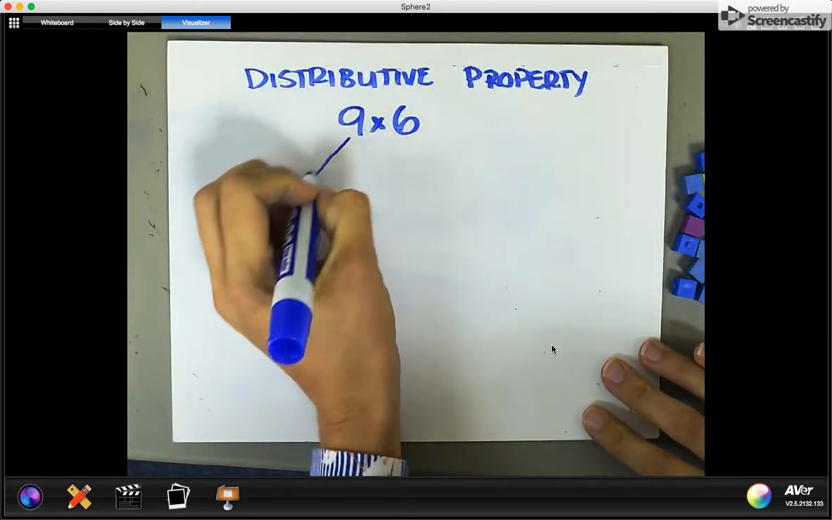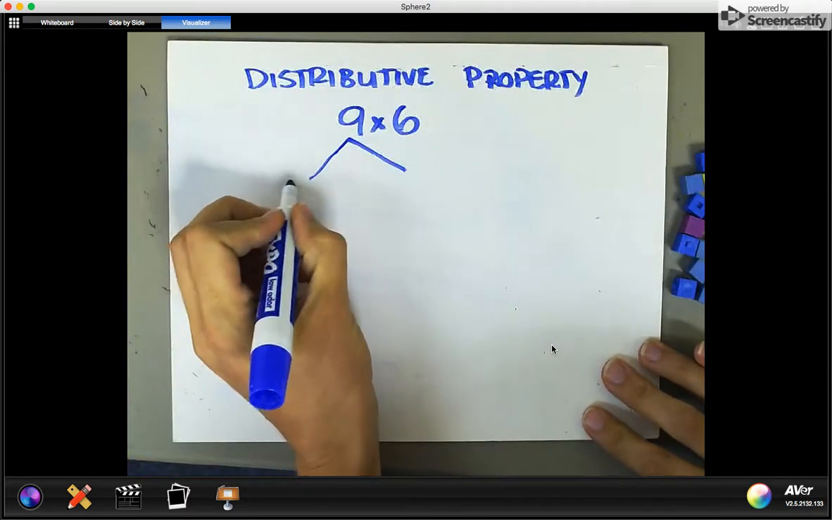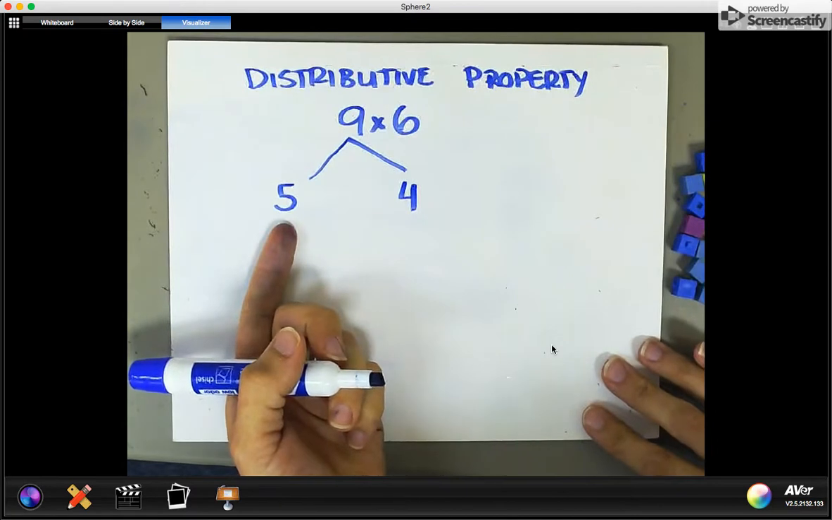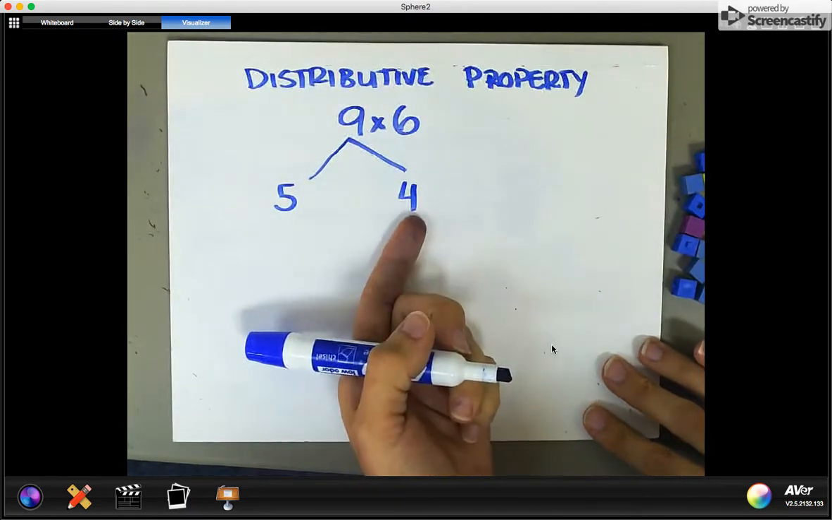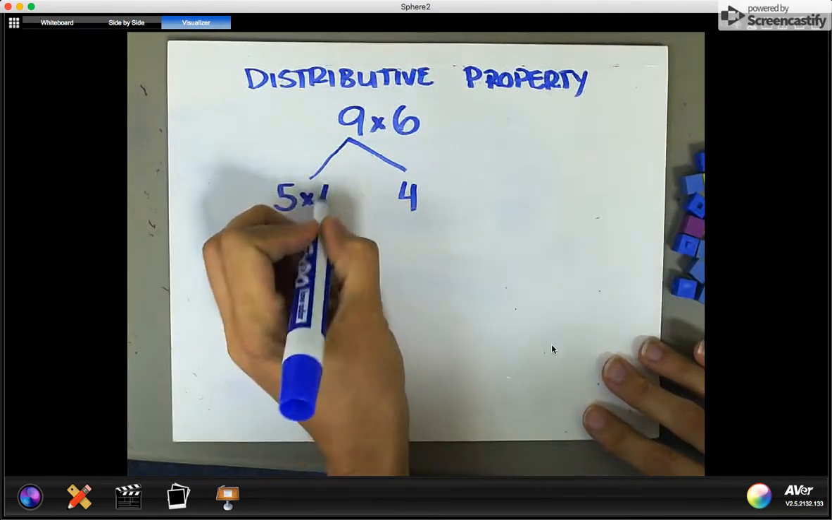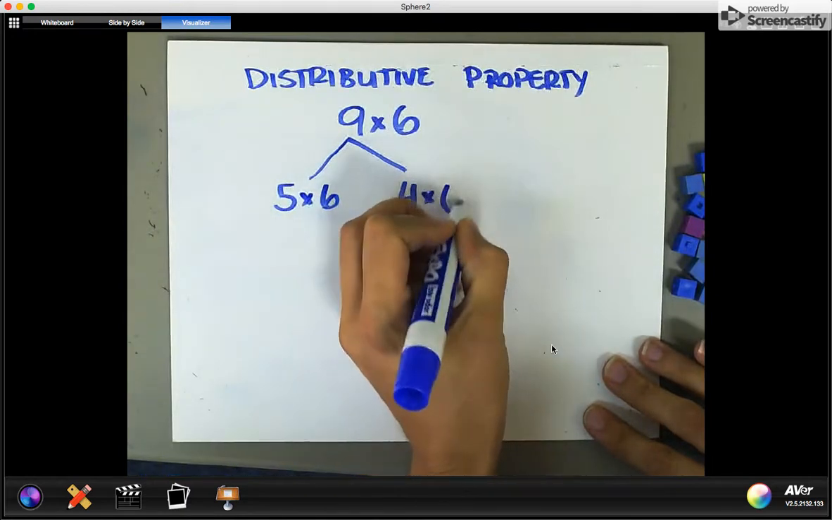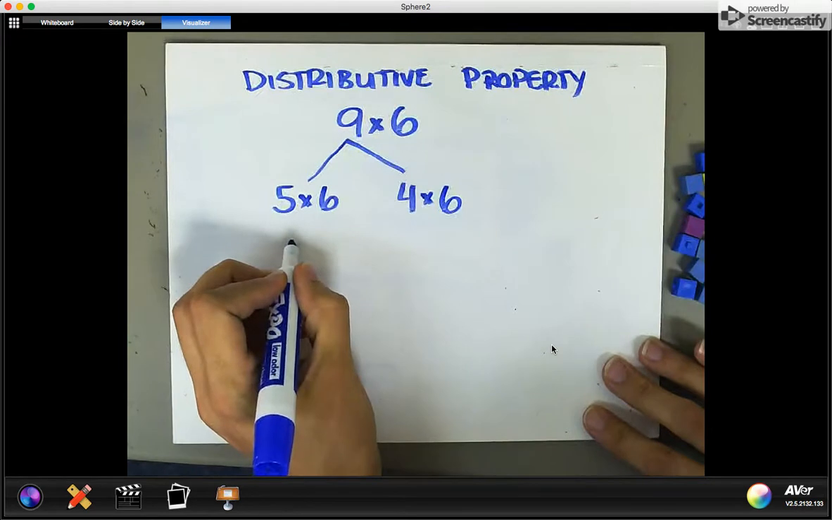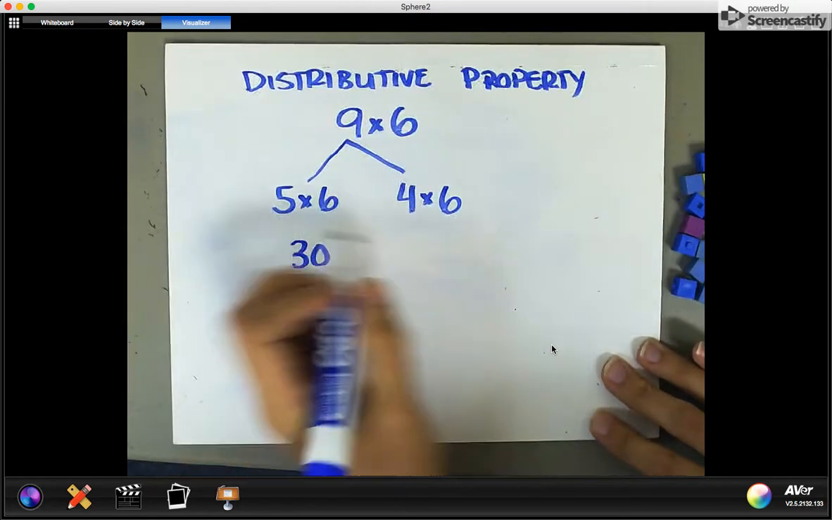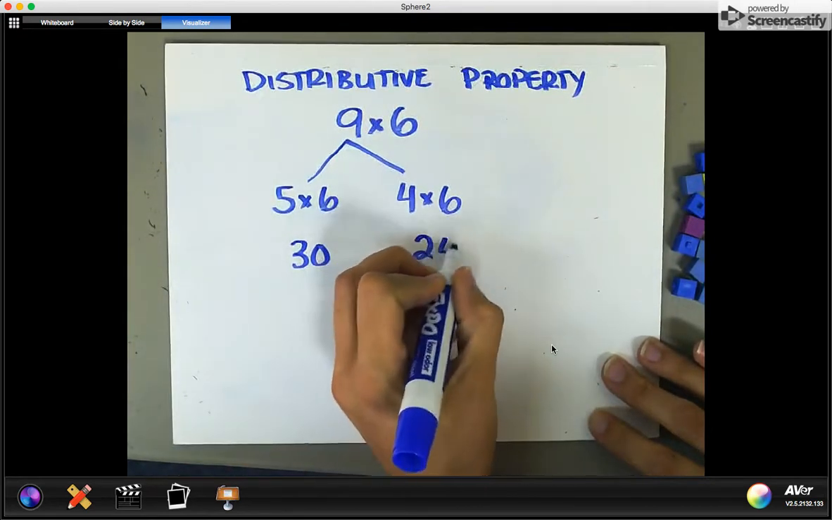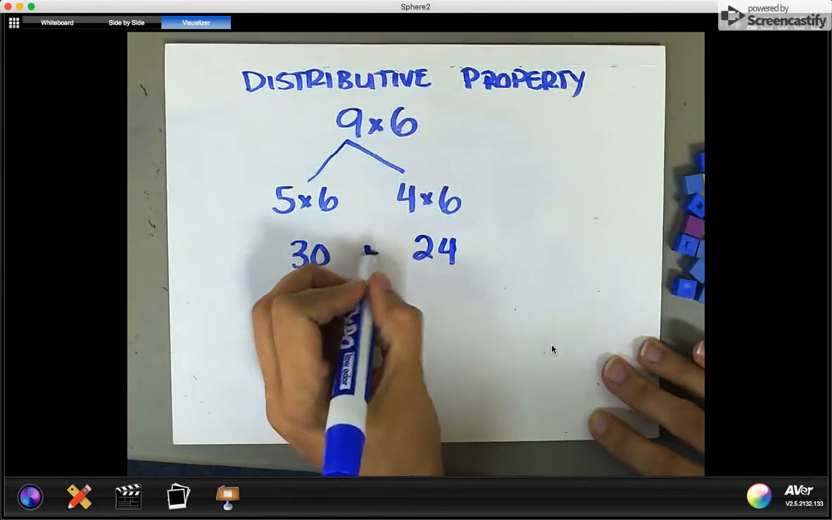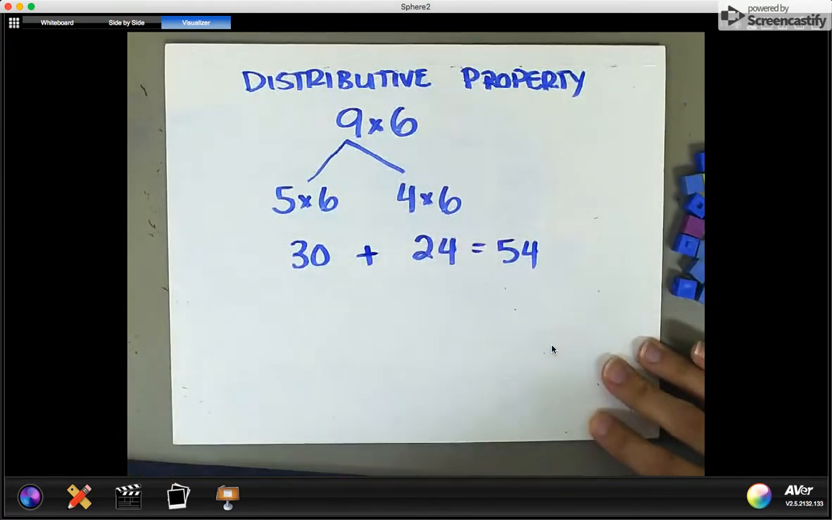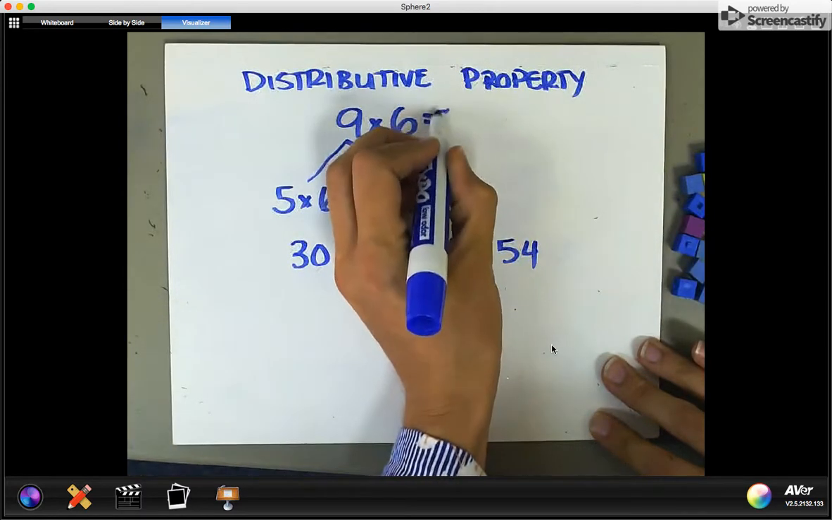Okay, so if we break the 9 up into 5 and 4, 5 is a pretty friendly number because we know our 5 times tables really well, and 4 we've been practicing. So if we have 5 groups of 6 and 4 groups of 6, then we can do that in our head mentally. 5 times 6 is 30, 4 times 6 is 24, and then we put it back together. 30 plus 24 is 54. 9 times 6 is 54.